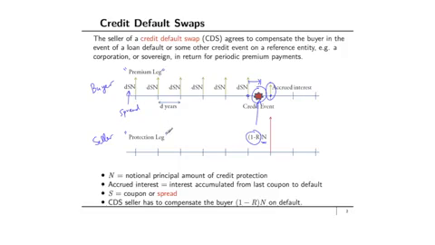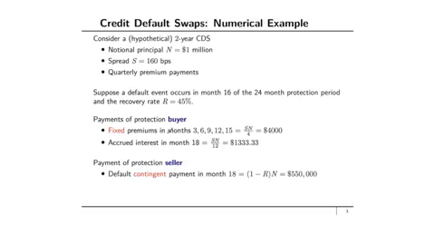Here's a simple numerical example. So consider a hypothetical 2-year CDS on a notional principal N equal to $1 million and a spread S equal to 160 basis points. So it is about 1.6%. And let's assume that the payments are quarterly. Suppose a default occurs in month 16 of a 24-month protection period, and the recovery rate at that time is 45%.